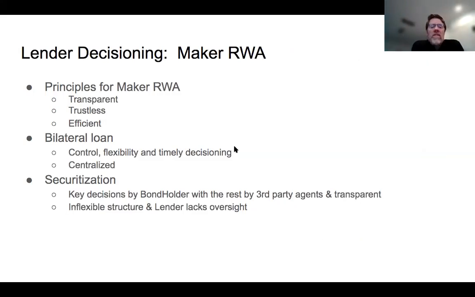So lender decisioning, what about for Maker RWA type deals? What can we learn? How do we think about this? We've gone through some real world examples. What's our takeaway? Well, first I'd say, what are our principles for Maker RWA deals and how they're managed? You want transparency. This is DeFi. You want as much trustlessness as you can get. You don't want key man or centralization type risk. And you want it to be efficient, or at least relatively efficient.